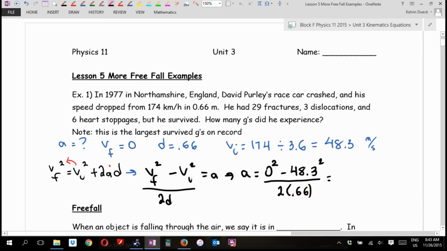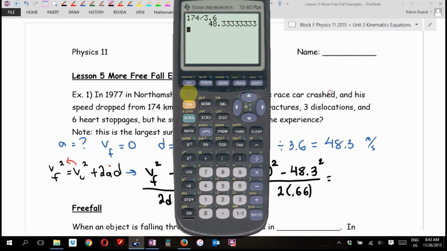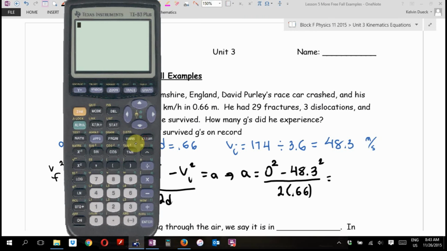By the way, is this guy speeding up or slowing down? It's pretty obvious. Am I expecting a positive acceleration or a negative acceleration? If I get a negative answer, I'll smile and say I probably got it set up right. Is this a fraction? Is there more than one number on the top? Brackets.